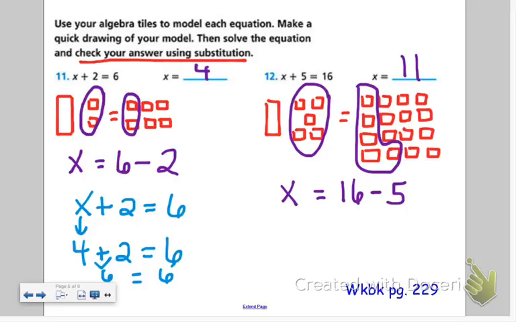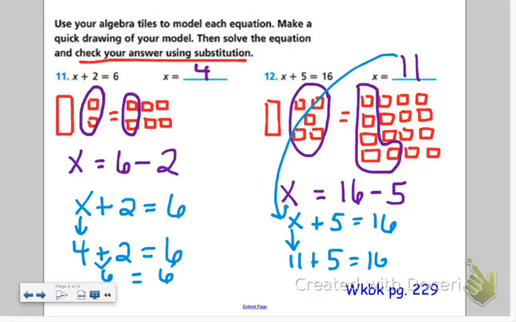Now I can check it. Remember, I'm going to go back to the original equation, which was x plus 5 equals 16. And I'm going to take that 11 and put it in for x. And now I'm going to check it. On the left side, 11 plus 5 is 16. Obviously on the right side I have 16, and 16 is equal to 16. So x is equal to 11 because 16 equals 16.